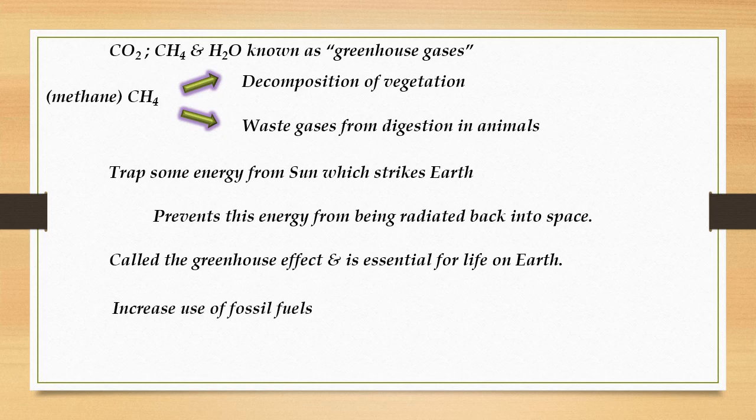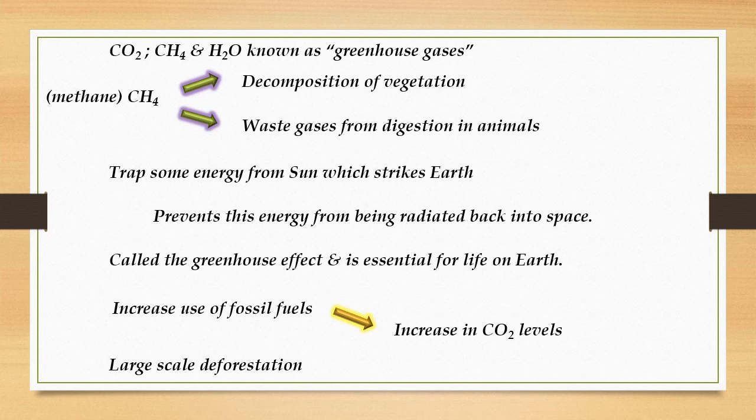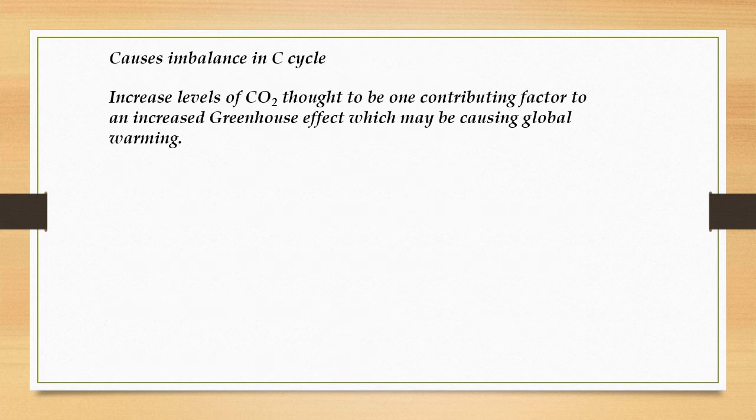This is caused by an increased use of fossil fuels, increasing the amount of carbon dioxide, and also large-scale deforestation, meaning that the carbon dioxide cannot be taken up by the plants. So this also leads to an increased level of CO2 in the atmosphere. This causes the imbalance in the carbon cycle, which we've just seen, and this increased level of carbon dioxide is considered to be one reason why global temperatures are increasing, due to this increased greenhouse effect.